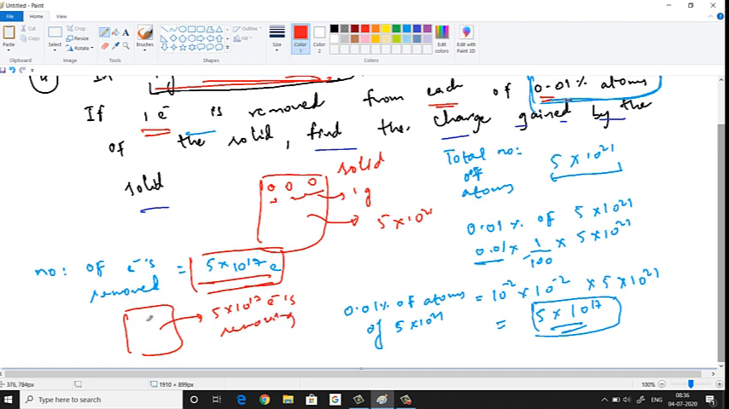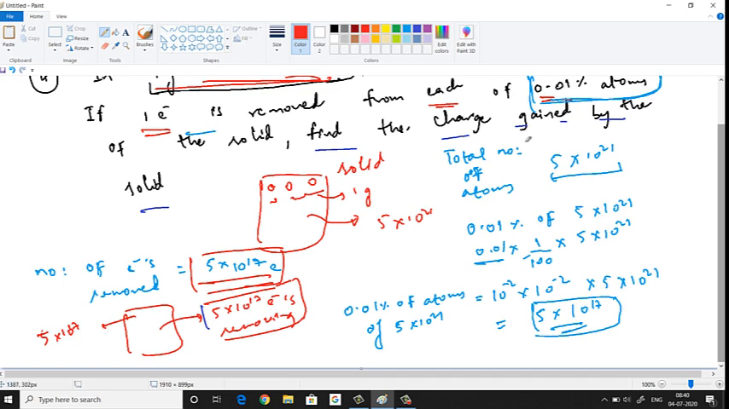So how many positive charges will be left without any negative? Like this, we had plus minus, plus minus, plus, like that we had so many. But how many did we remove? 5 into 10 power 17. So if we remove 5 into 10 power 17 electrons, how many positive charges will we get? Same, 5 into 10 power 17 positive charges.